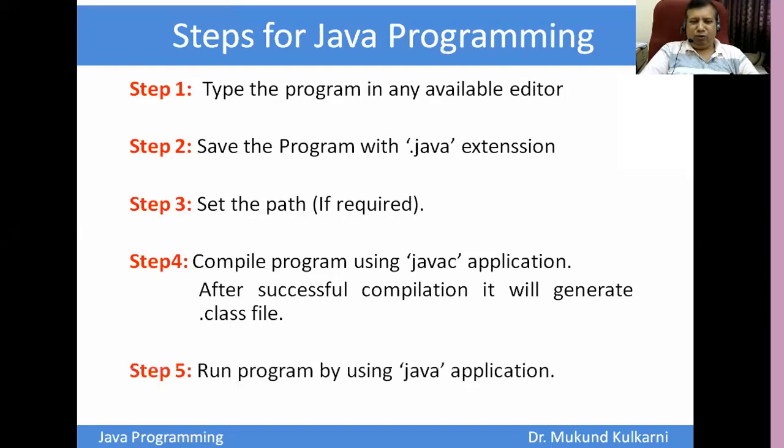Now once you get the bytecode, you can run this bytecode by using the java application. So this is step number 5, run the program by using the java application. Again, java is another application available in the bin directory of JDK, and you have to run the program. So I will show these 5 steps in a demonstration. But before the demonstration, first try to understand the first Java program. I hope all of you have understood exactly the steps for Java programming, and you can give me suggestions or feedback about the same, so that I will give you the required input.